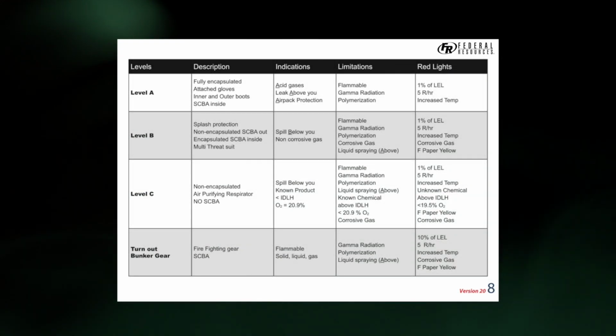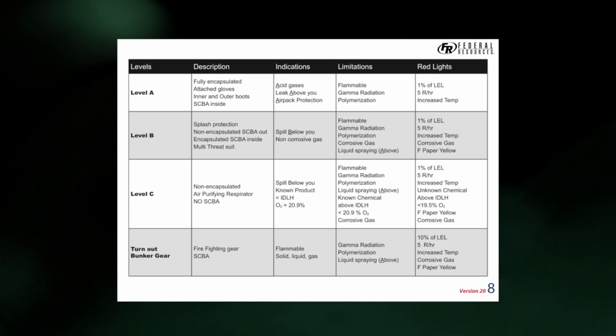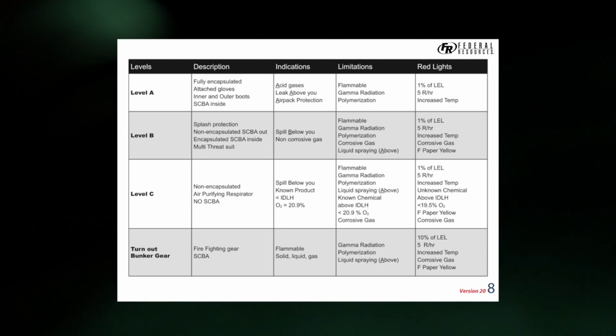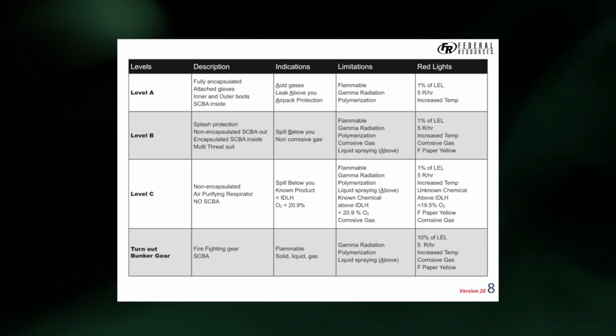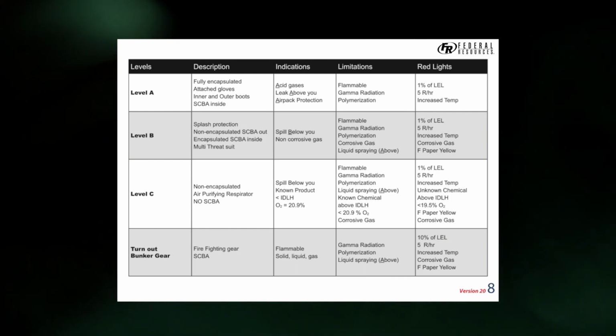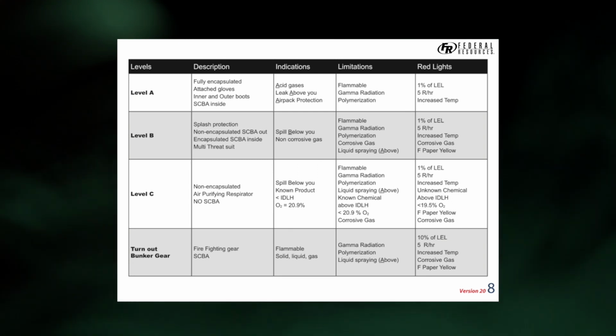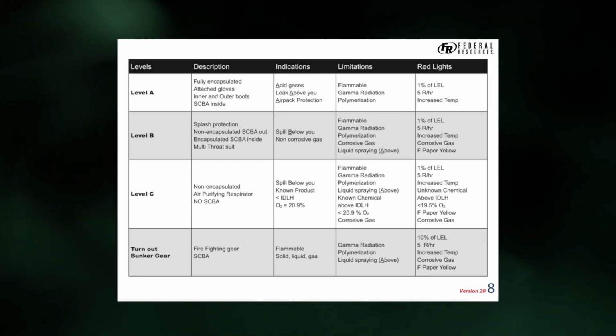The last thing was we really wanted to do a better job of explaining when you wear certain PPEs. So we broke chart number 8 down into level A, level B, level C, and level D, or I mean turnout gear, not level D. We described what it is first. Then indicators: when do you wear it? The next column says when do I not wear it? And then when I'm wearing that PPE, what are my red lights?